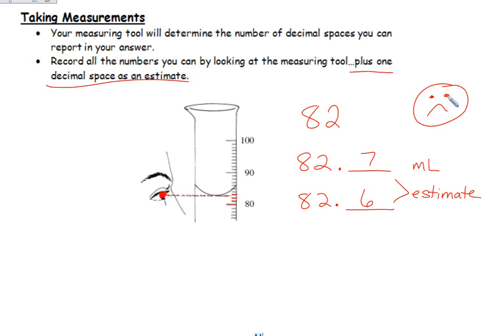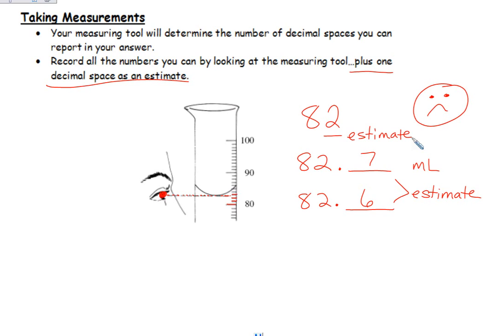Here's the deal. In any measurement, the last spot is the estimate. Well, no, I'm not estimating 82. I know that it hits the 82. I am confident that it is above 82. But if you just leave 82, you're saying, I don't know, it could be 81, it could be 82, 83, I don't know.